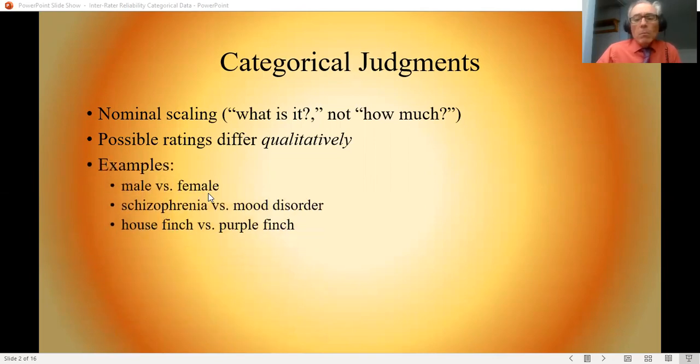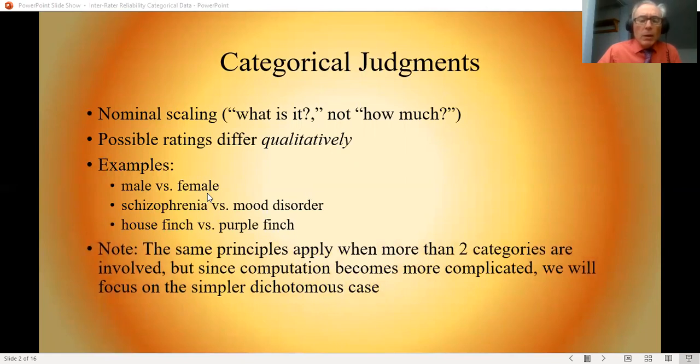So, there are many examples of where this happens: male versus female, different diagnostic categories, such as the distinction between a schizophrenic spectrum disorder and a mood disorder, animal identification, is that a house finch or a purple finch, et cetera. Clearly, for many of us, the diagnostic problems are the ones that we are most frequently confronted with in terms of having to actually study how reliably we are able to make these calls.